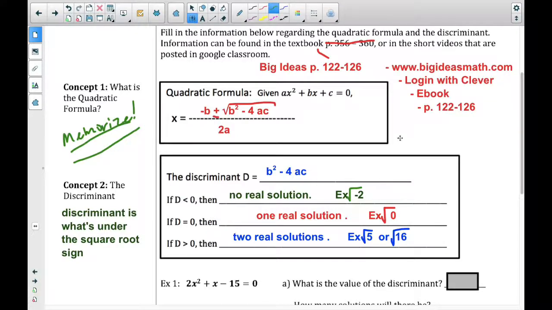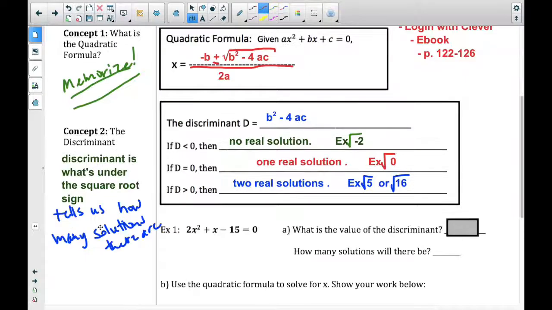Before we get to the full quadratic formula, let's talk about the discriminant. Well, first of all, what is a discriminant? So over here on the left, the discriminant is what's under the square root. Anything under the square root is called the discriminant. Well, what's under the square root? Under the square root is b squared minus 4ac. And that will tell us how many solutions there are. And you might want to write that down. That's kind of messy, but it tells us how many solutions there are.